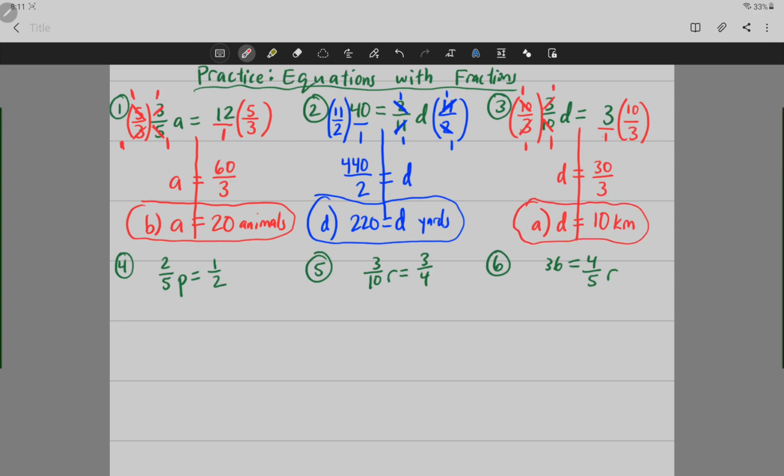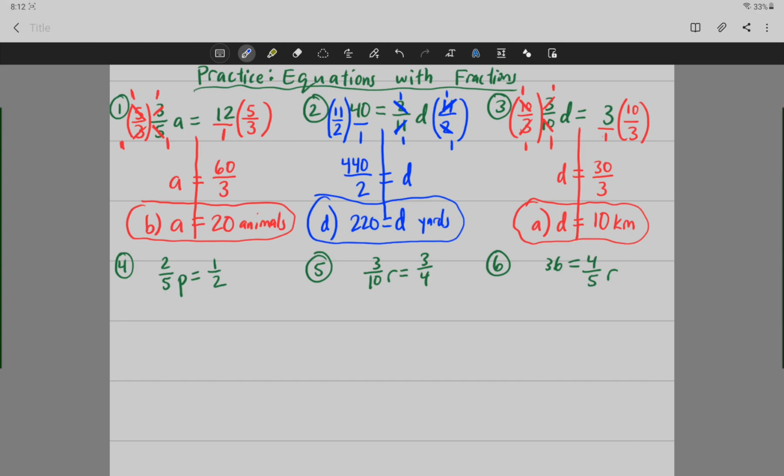All right, halfway done. Time for number 4. So number 4, Sandy took home 2/5 of the pizza that was left over from a party. And it gives us this equation, 2/5 p equals 1/2. So we have to solve this equation to figure out the total number of pizzas that were left over from the party.